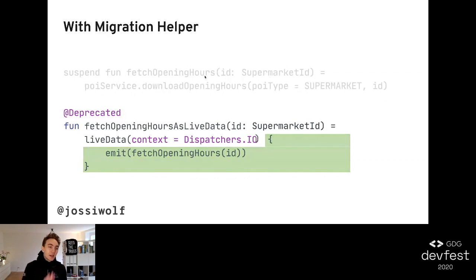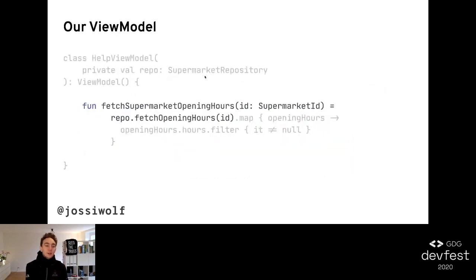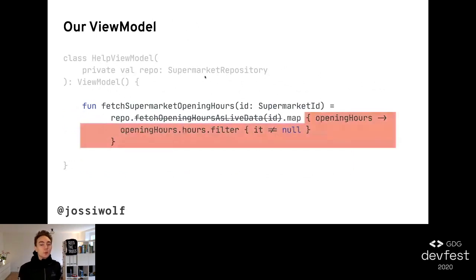Almost. We still had the view models to migrate. So when we were calling fetch opening hours before, we now renamed this to fetch opening hours as live data. And we would get this nice hint in the IDE saying, hey, this is deprecated. Don't use it anymore. This is what the deprecated function does for us. So there's a nice visual hint telling you about this. But we were still having the issue of our transformations, right?